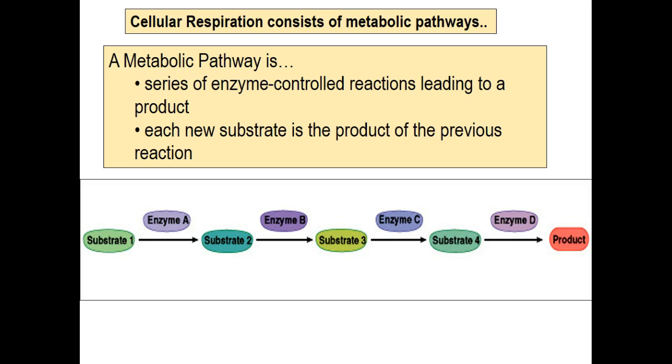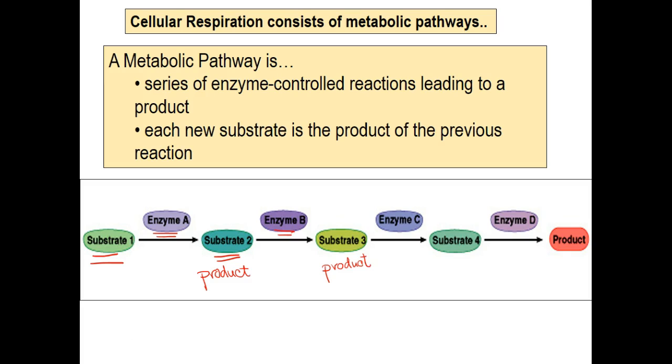So if we look at this picture here, we see substrate 1 is converted to substrate 2. And substrate 2 is actually the product of the first reaction. And this reaction is catalyzed by enzyme A. And so substrate 2, being the product of the first reaction, is also the substrate of the next reaction. And in the presence of enzyme B, substrate 2 is converted to substrate 3, which is also the product of the second reaction.